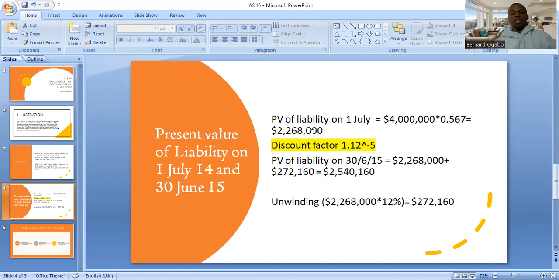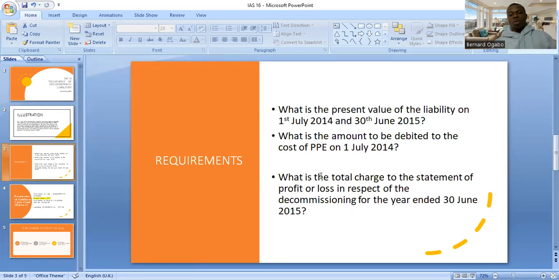I'm not overemphasizing this because it had gone in our first video, where we mentioned the 3 elements of cost of PPE. You can look at it and see what we did there. But this is the amount to add to PPE. And the last requirement asked us, what is the total charge to the statement of profit or loss in respect of the decommissioning for the year ended 30th June 2015?